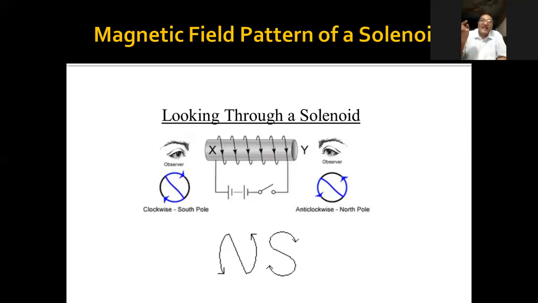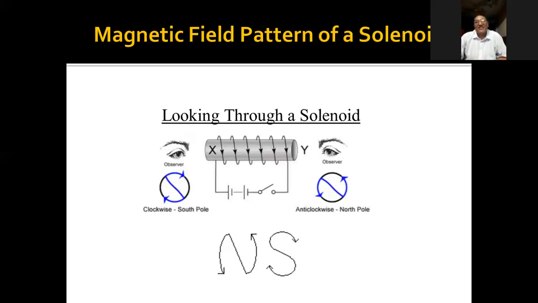In the anti-clockwise manner, if you get the feeling that the current is rotating around the solenoid in an anti-clockwise manner, it will be the north pole. If you get the feeling that on that end the current is rotating in a clockwise manner, then that end will be a south pole.